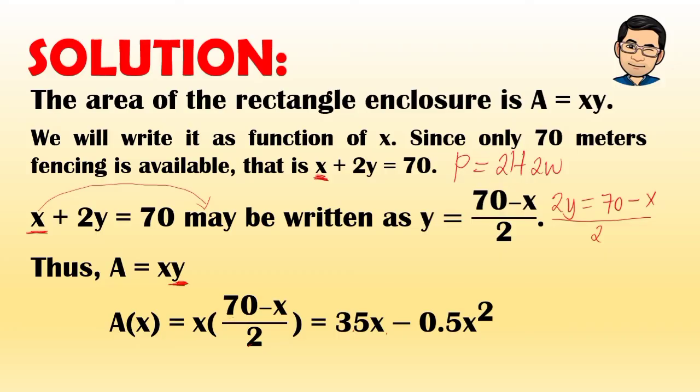And then, paano naging 0.5x? Kasi, x times negative x is negative x squared divided by 2. Ang negative x squared, ang numerical coefficient niya ay negative 1. So, negative 1 divided by 2, kaya naging 0.5x squared. So, ang sagot natin dito is, of course, a of x equals 35x minus 0.5x squared.